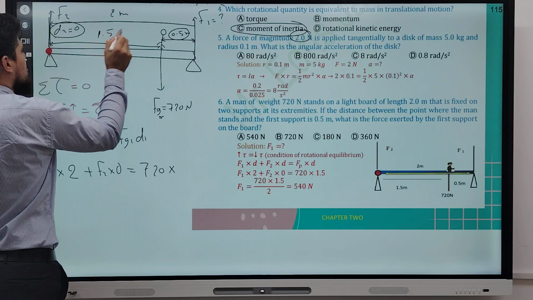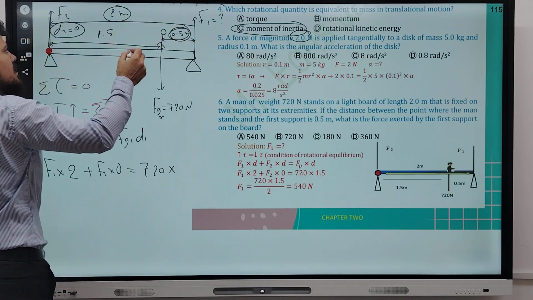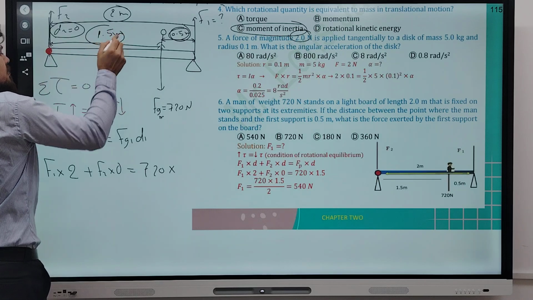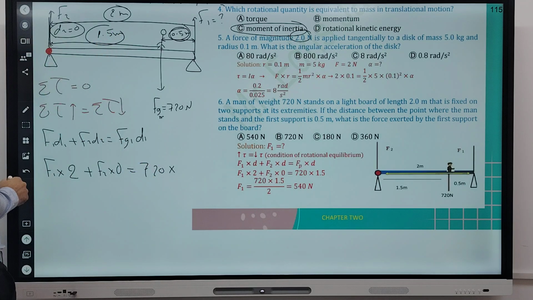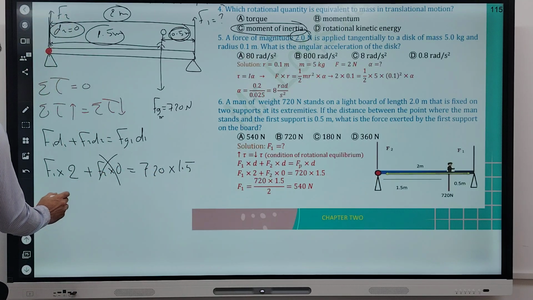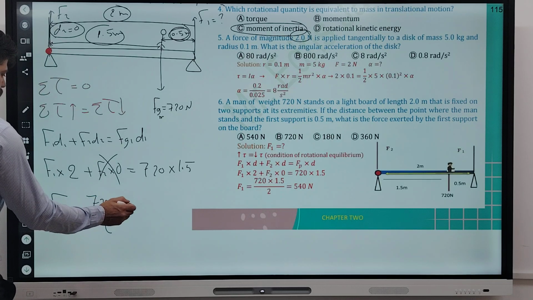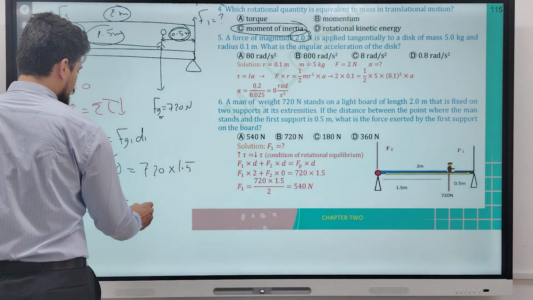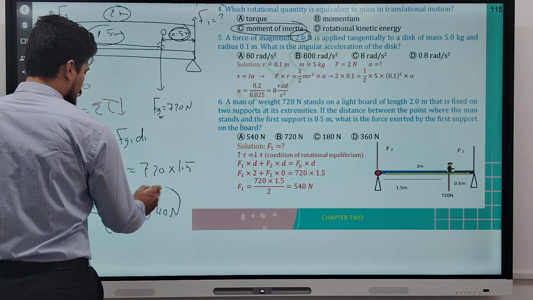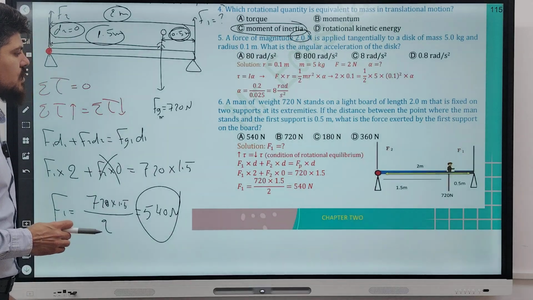Why? Because 1.5 plus 0.5 is equal to what? 2 meter. Here we have 0.5 meter, but here we have 1.5 meter because the entire beam is 2 meter. Okay, 1.5. This cancels, and for F1, this 2 goes to the denominator. 720 times 1.5 over 2 is equal to what? 540 Newton. This is the force exerted by the first pillar on the beam. Okay.